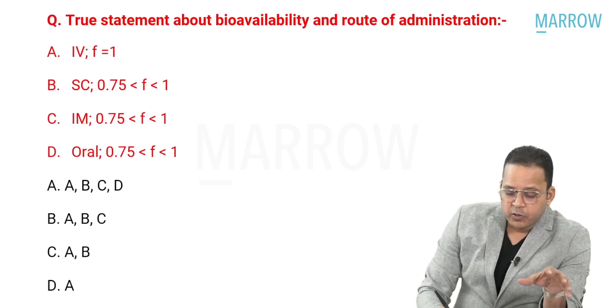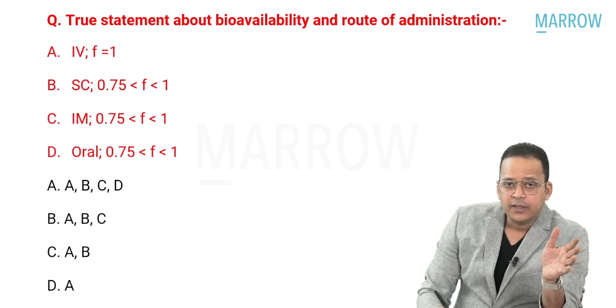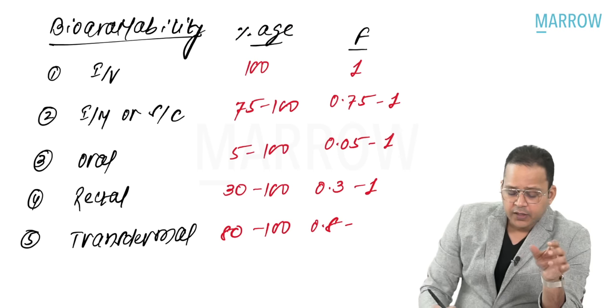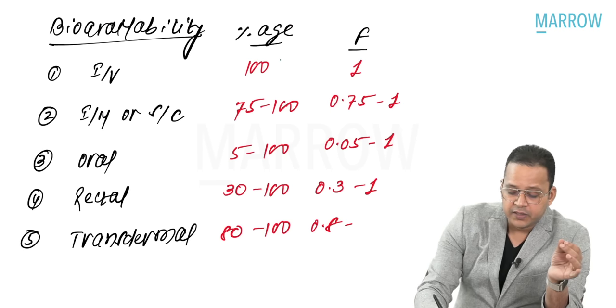True statement about bioavailability and route of administration. ABCD, right? You can see IV, subcutaneous, IM, oral. Now, if you don't know the answer, let me tell you something. Bioavailability, at least you know this, that the bioavailability percentage by IV is 100%, or it is 1.